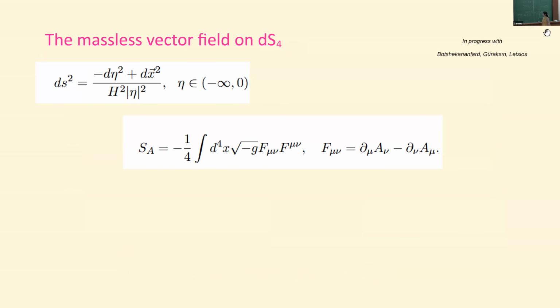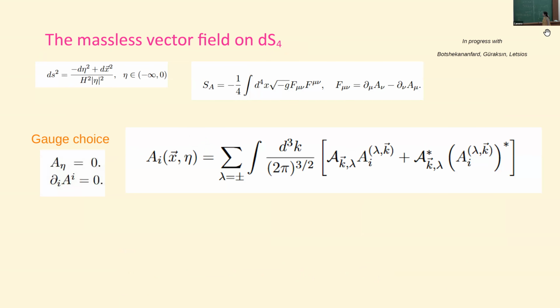So now let's really write out the problem. So this is our choice of coordinates on the planar patch of de Sitter. And this is our action. So just a free vector field. Now, we leave it for the future to go into the details of different gauge fixings. We just fully fix the gauge from the start. And we do the mode decomposition.